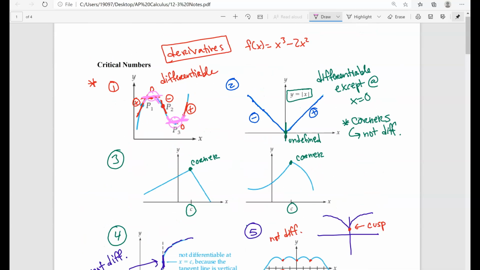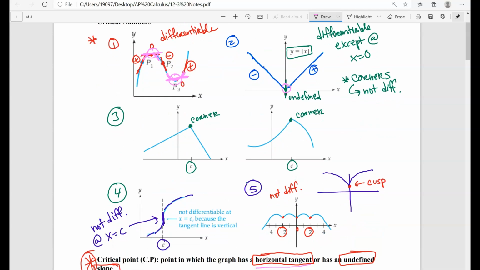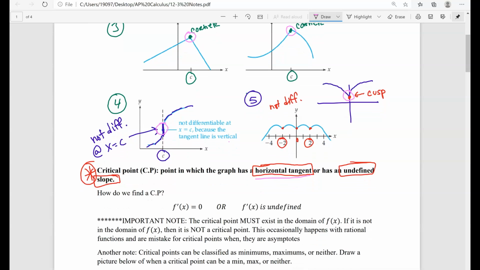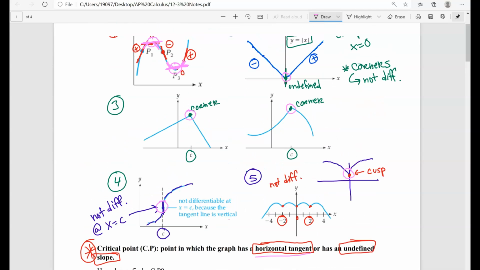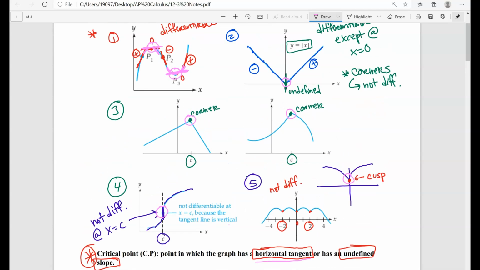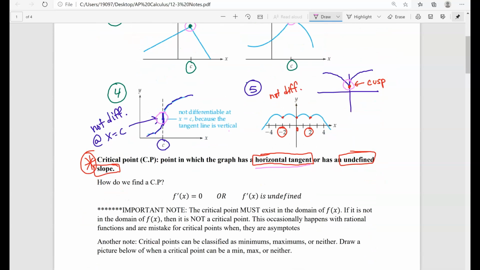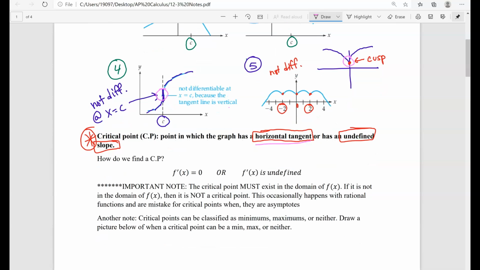And when is it going to be undefined? Well, you see that it's going to be undefined somewhere here, right? Also the corners, it's not differentiable there. At cusps, at vertical tangents, all of those are undefined. So that's what critical points are. If I can find all of these points, where you have little bumps, horizontal tangents, and when you have corners, cusps, and even this, we will be calling them critical points.